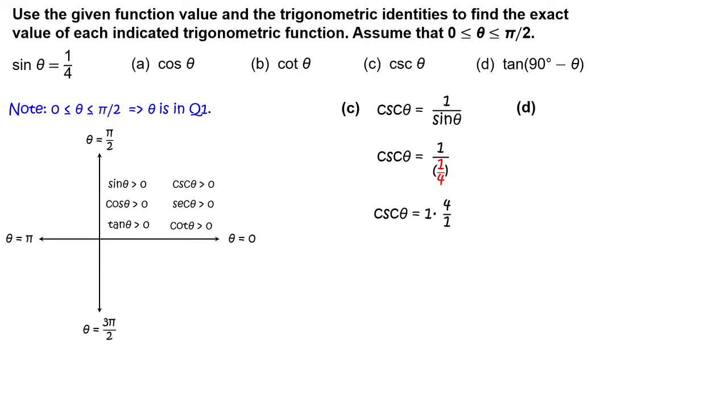Next, recall that dividing by a fraction is equivalent to multiplying by its reciprocal. So rewrite as cosecant of theta equals 1 times 4 divided by 1, or cosecant of theta equals 4.